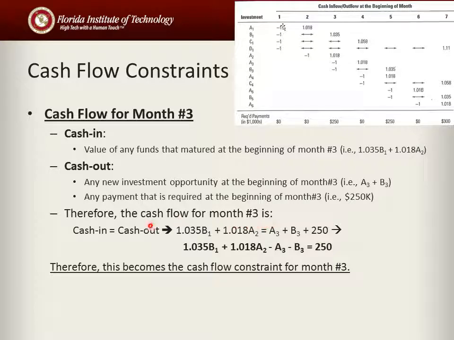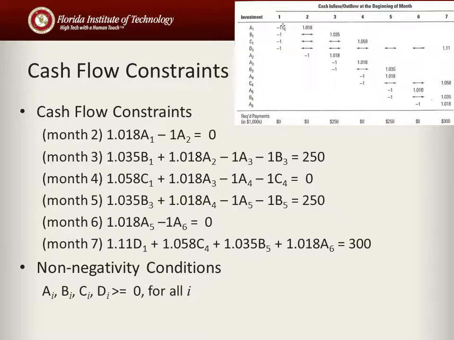We say cash in is equal to cash out, and we want to have a right hand side that is a constant in this problem to set up the constraint. This becomes our constraint: 1.035 B1 plus 1.018 A2 minus A3 minus B3 is equal to 250. This makes sure that whatever cash we receive at the beginning of month number 3, we're going to reinvest. So this becomes the cash flow constraint number 3.